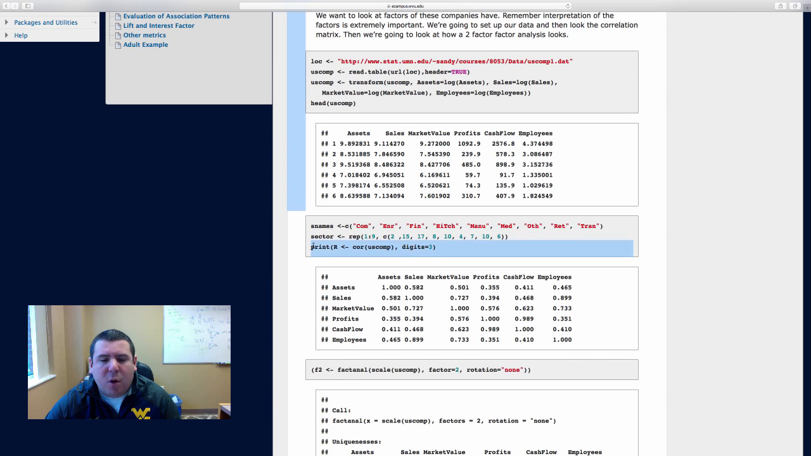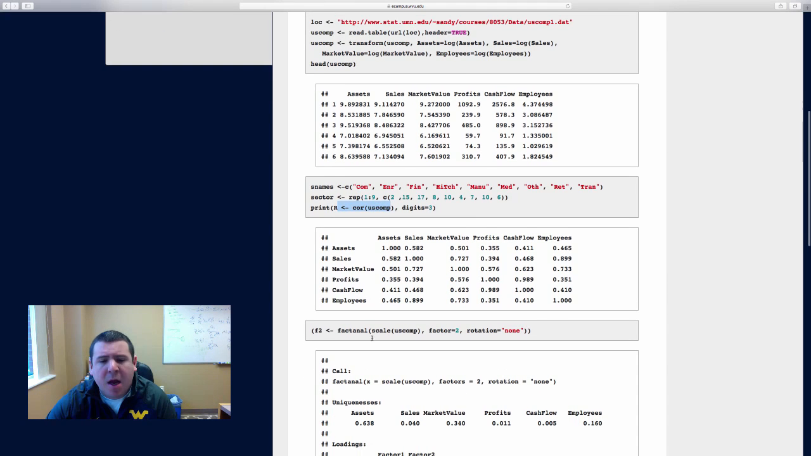We're going to print the correlation matrix just so you can see what it looks like. And I saved it just to be safe here. So here's what the correlation matrix looks like. You can see assets has some correlation. Sales has high correlation with market value and employees. Market value has correlation with sales, employees, as well as cash flow. Everything's above 0.5 in market value. If you're looking at profits, cash flow is a big indicator of that apparently.